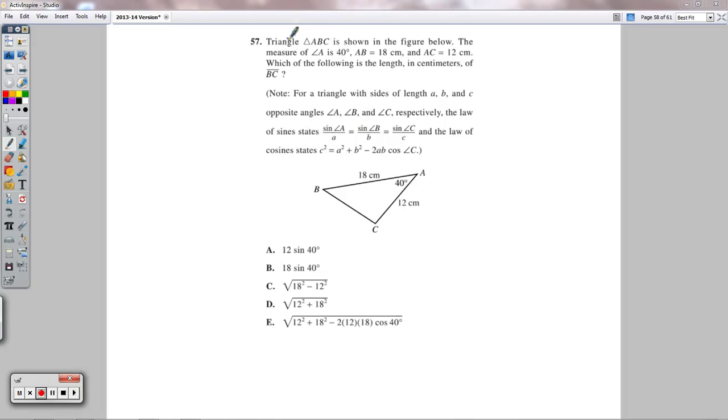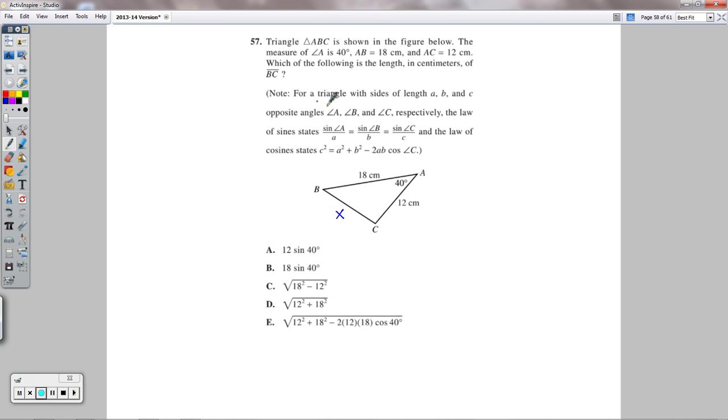Number 57 says triangle ABC is shown in the figure below. The measure of angle A is 40 degrees, AB is 18 centimeters, and AC is 12 centimeters. All that's labeled in the picture already. Which of the following is the length in centimeters of segment BC? I'm going to call that X just to make it easier to deal with in an equation.